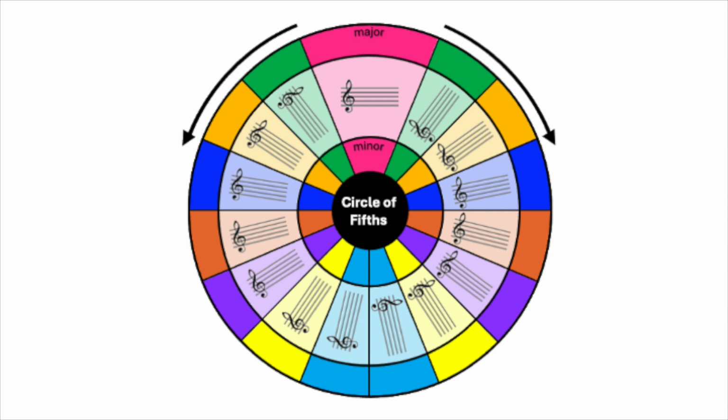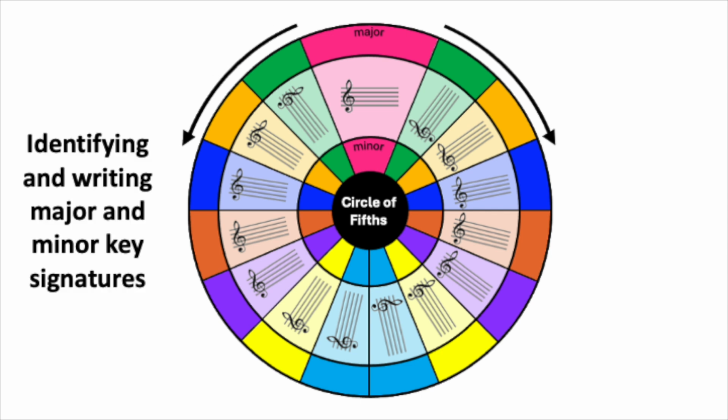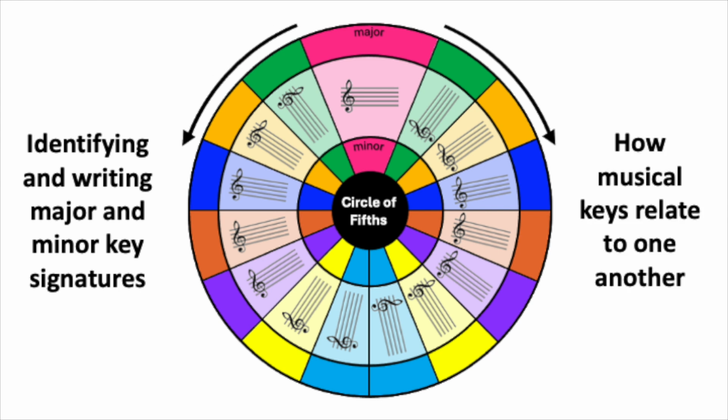In Module 21 in your workbook, you will find this diagram. This is the template for the circle of fifths, one of the most important and useful tools in music theory. Understanding the circle of fifths will not only help you in identifying and writing major and minor key signatures, but will also give you a sense of how musical keys relate to one another.